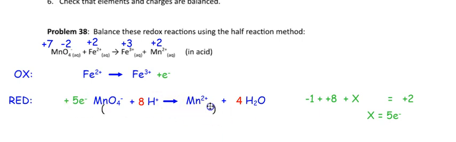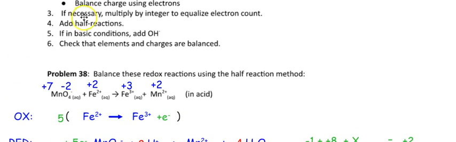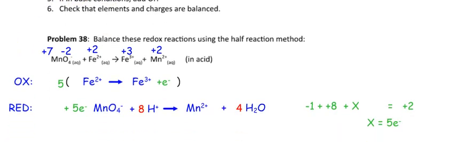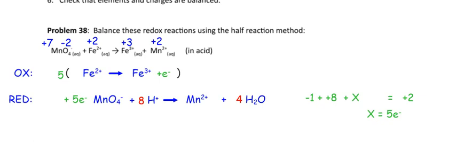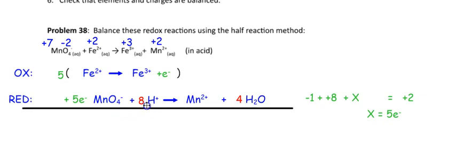So what am I going to do here? I'm going to multiply this by what number? I'm going to multiply it by 5. Okay. Why? So that I will lose 5 electrons and I'm gaining 5 electrons. All right. And they're going to cancel each other out. So now I am ready to add the half reactions. I'm doing step number 4 right now.